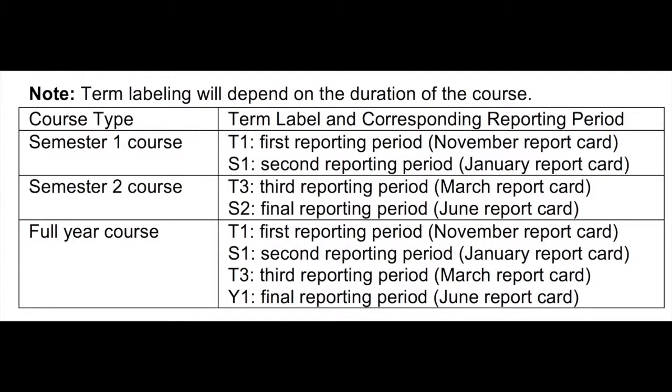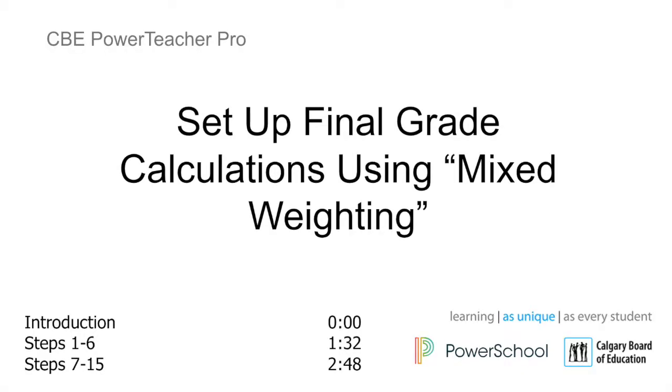T1 stands for Term 1, or the November report card. S1 stands for Semester 1, or the January report card. In second semester, T3 stands for Term 3, or the April report card, and S2 stands for Semester 2, or the June report card. For full year courses, Y1 stands for Year 1, or the June report card.